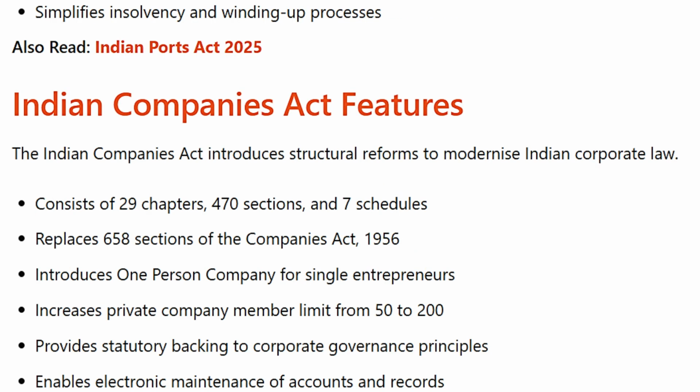Indian Companies Act features. The Act introduces structural reforms to modernize Indian corporate law. It consists of 29 chapters, 470 sections and 7 schedules, replacing 655 sections of the Companies Act 1956. It introduces the one-person company for single entrepreneurs, increases the private company member limit from 50 to 200, provides statutory backing to corporate governance principles, and enables electronic maintenance of accounts and records.